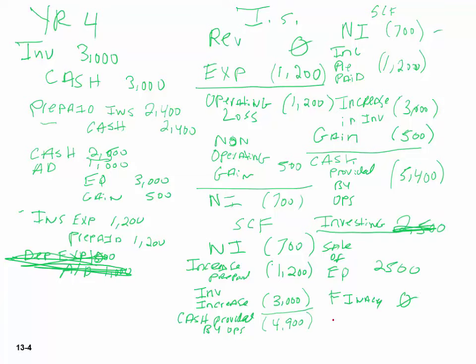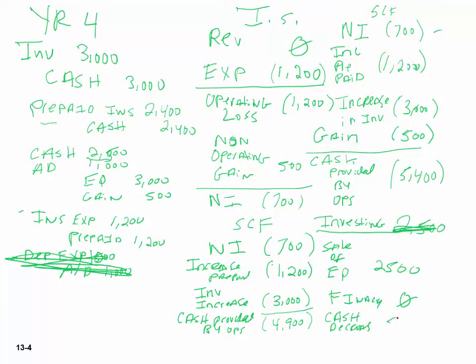And so my cash decrease for the period is what? I'm down $5,400 plus $2,500 gives me what? $2,900. Okay. And when you look at that, if you analyze cash for a second, I'll just do that in red. We had cash that we used of $3,000, didn't we? And then we had cash that we used of $2,400. Then we had cash that came in of what, $2,500?